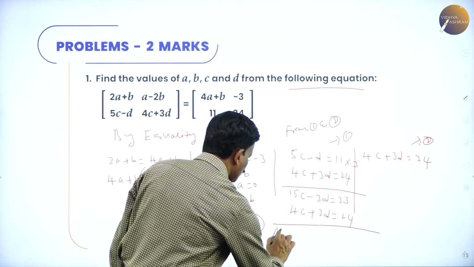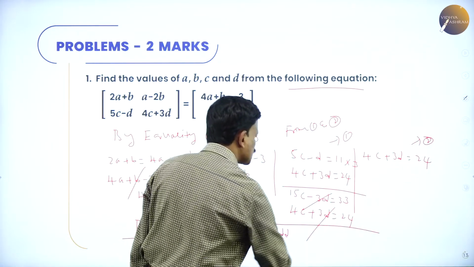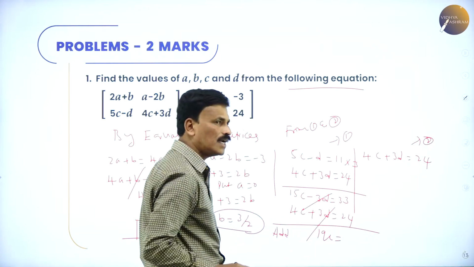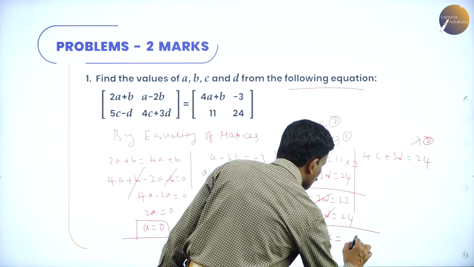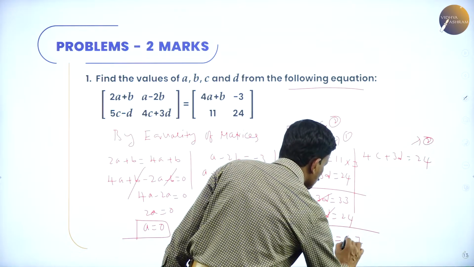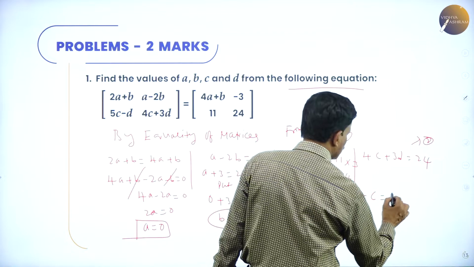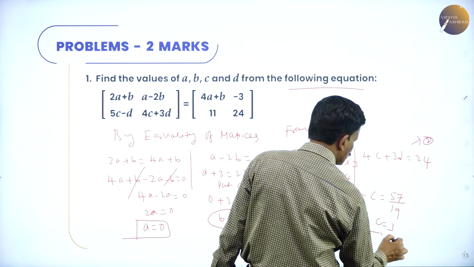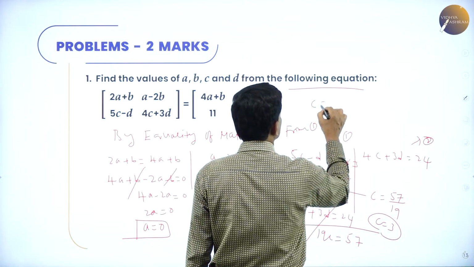Add. If you add, what will you get? Plus 3d minus 3d gets cancelled. 15 plus 4 is 19c is equal to 33 plus 24. 3 plus 4 is 7, 3 plus 2 is 5, so 57. Therefore, c is equal to 57 by 19, that is equal to 3. c is equal to 3.